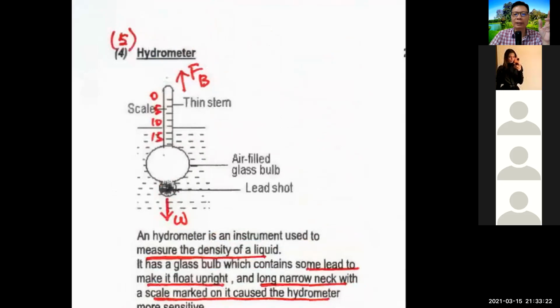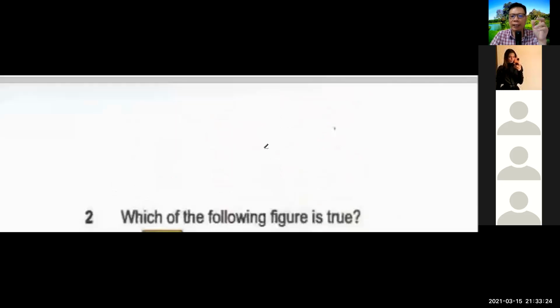Which one of the following is true? See carefully now. Look at the density, look at the level of the object sinking, and then decide which answer is correct. High density means the object wouldn't sink so much. If the density is low, it will sink very deep. So which one is the best answer here?